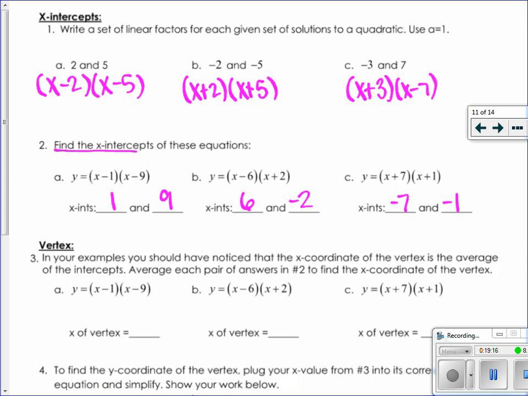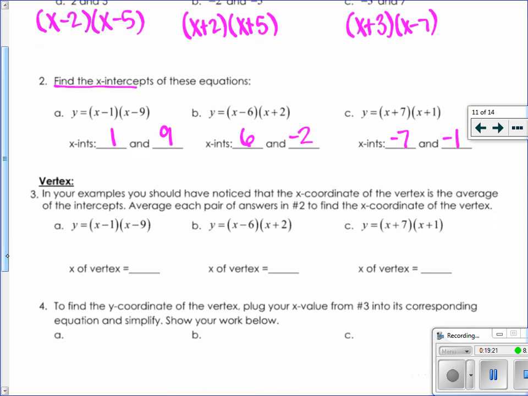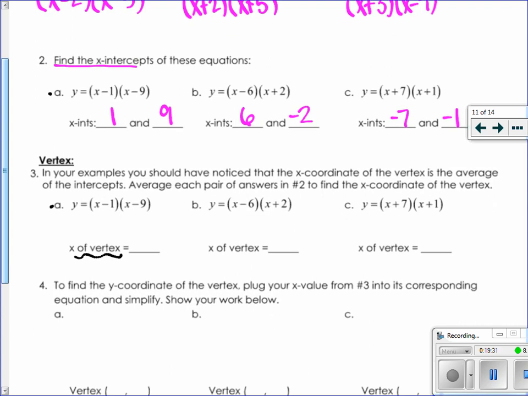Okay. Now let's go down to the next part. Notice this A and this A are matching. So it's the same thing. But now the directions are, I want to find the x value of the vertex. How can I find the x value of the vertex? What did we just talk about last time?